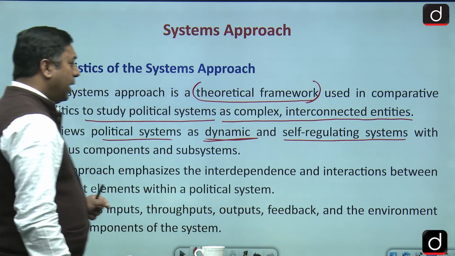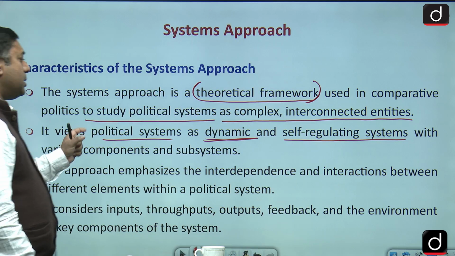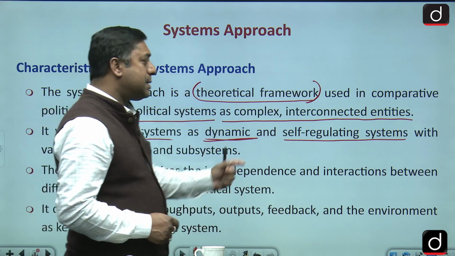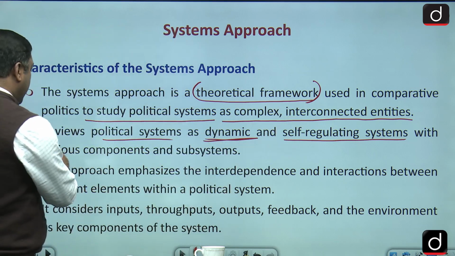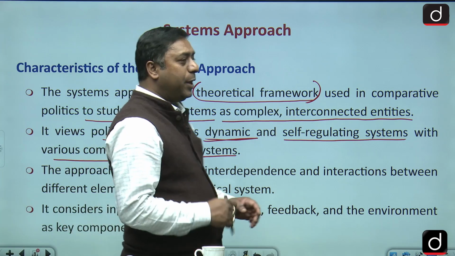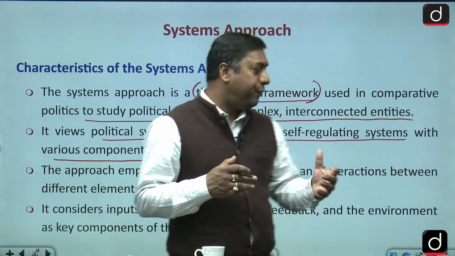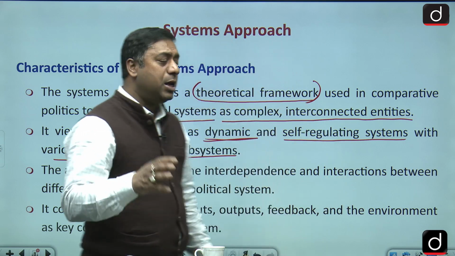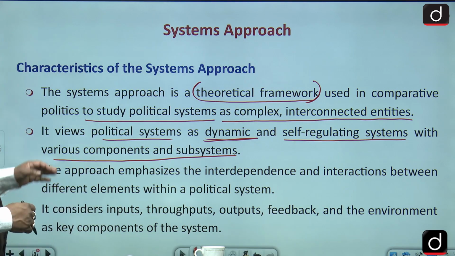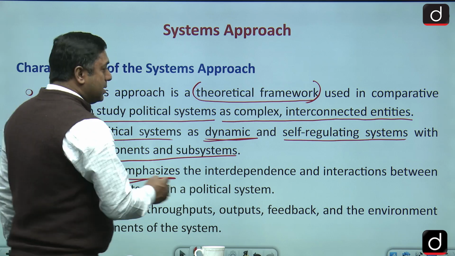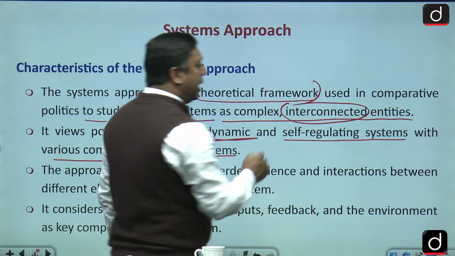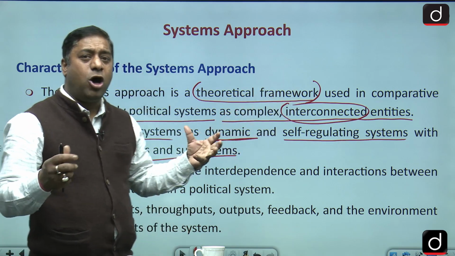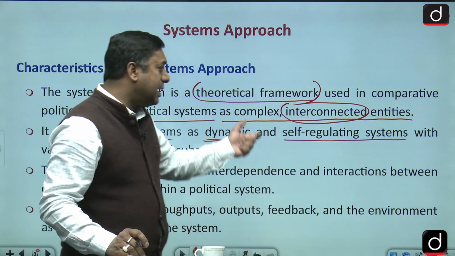So here in this systems approach, it says that political systems are dynamic. They keep on changing. Plus they are self-regulating systems with various components and subsystems. Then this approach also emphasizes, see, here they are talking about interconnected entities. That means there is a theoretical framework which is complex, but they all are interconnected entities.